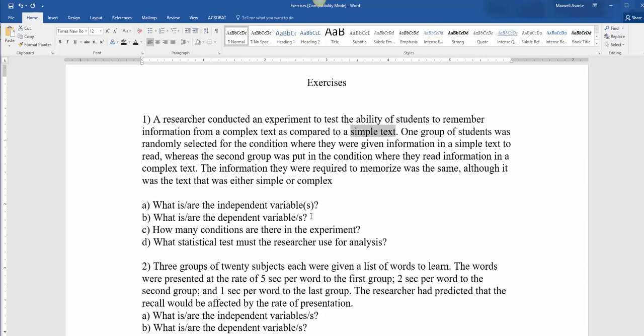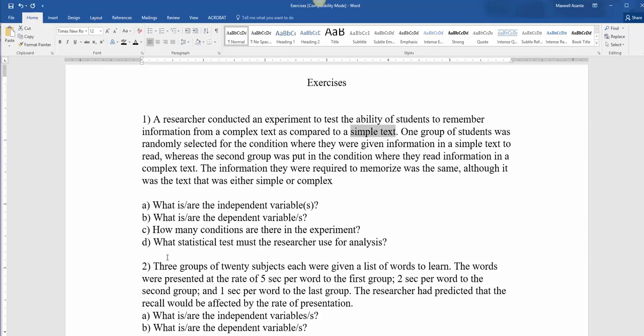That's the dependent variable. The third question is, how many conditions are there in the experiment? This is simple. He created two conditions. One condition was the complex text. The other condition was the simple text. So you have two experimental conditions in this experiment.